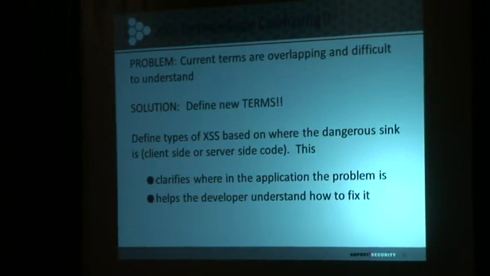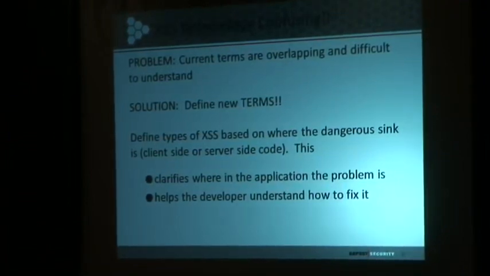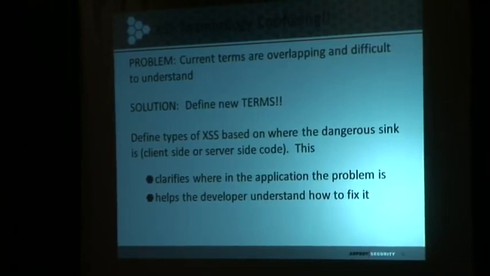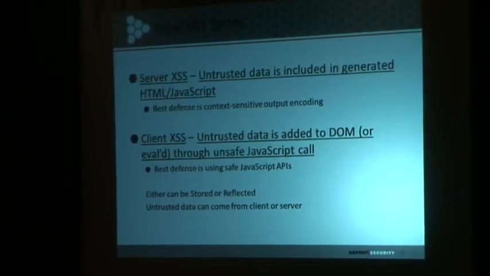So this is what I'm proposing, that we think about cross-site scripting as where's the source of the problem. In other words, did server code create that page with the embedded data in it, and that's where the cross-site scripting originated from? Or did client code take that data and put it into the DOM and cause the cross-site scripting? That's really the fundamental distinction in my view. So what I'm proposing is these two new terms, server XSS and client XSS.